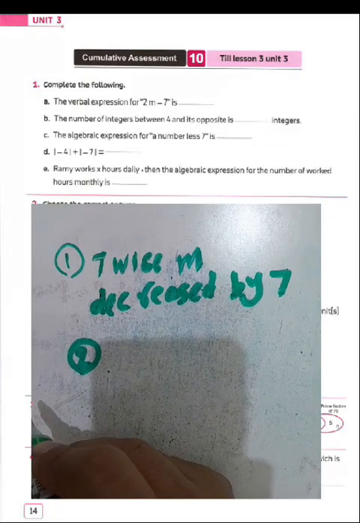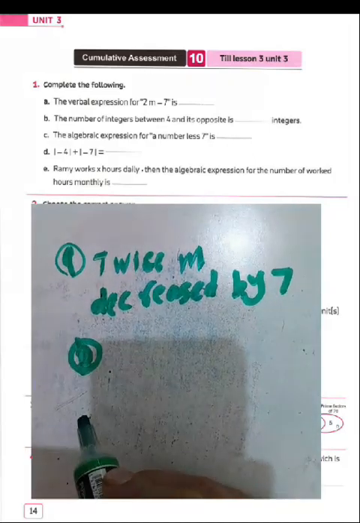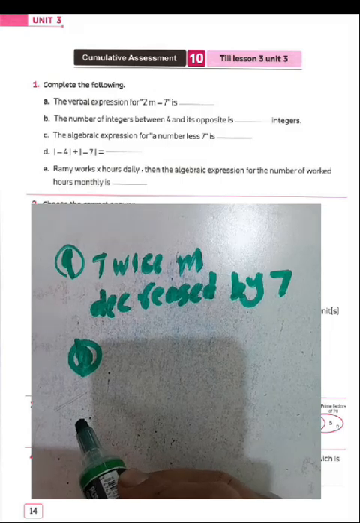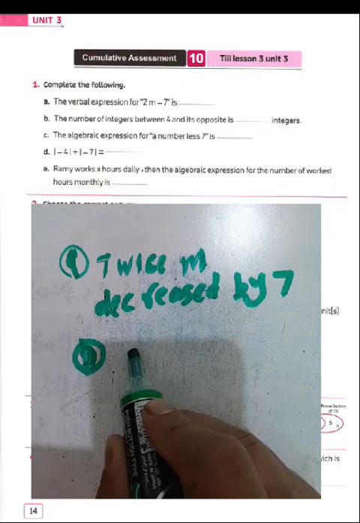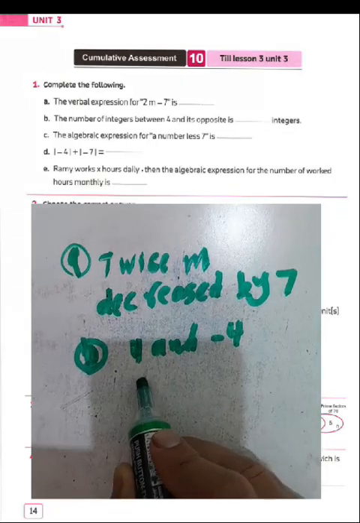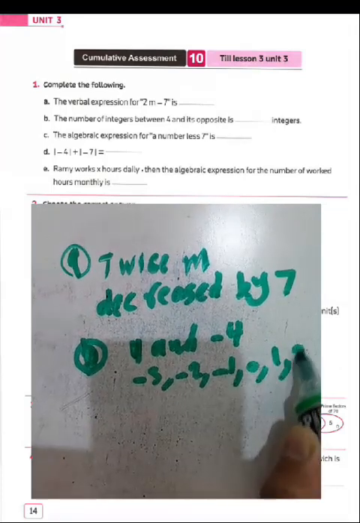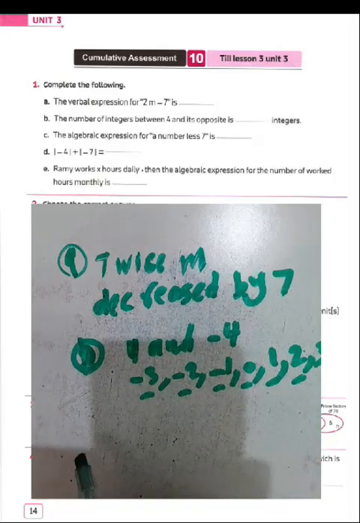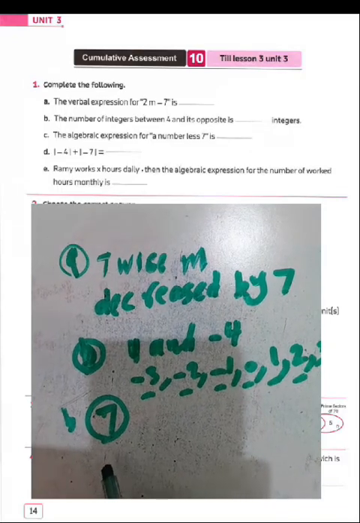Question letter B, the number of integers between 4 and its opposite integers will be what? The number of integers will be 7, because we have 3, 2, 1, 0, negative 1, negative 2, negative 3. Again, negative 3, negative 2, negative 1, 0, 1, 2, and 3. We have 7. So the number of integers between 4 and its opposite integers will be 7.